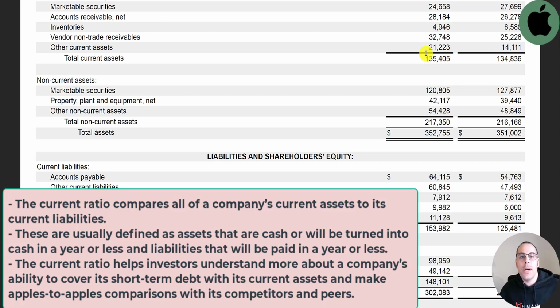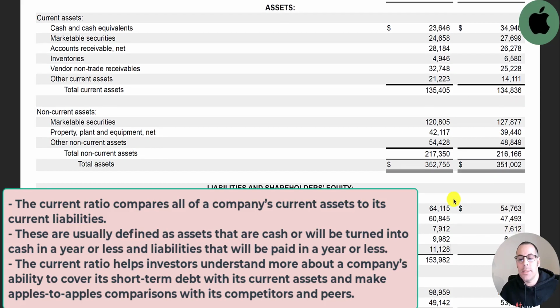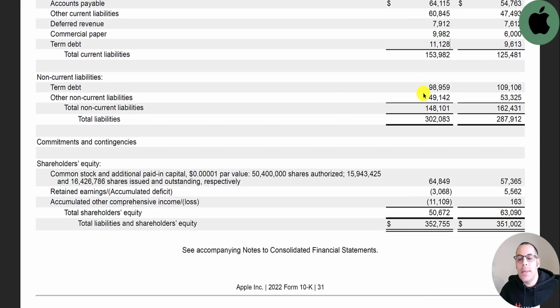Current ratio is current assets over current liabilities. Ideally, you'd want to see the current ratio above 1, like it was in 2021 where their current assets were greater than their current liabilities. Now you have non-current liabilities. This is how much money they owe beyond 12 months. So most of it is term debt, $99 billion, and then other $49 billion. So total liabilities of $302 billion.